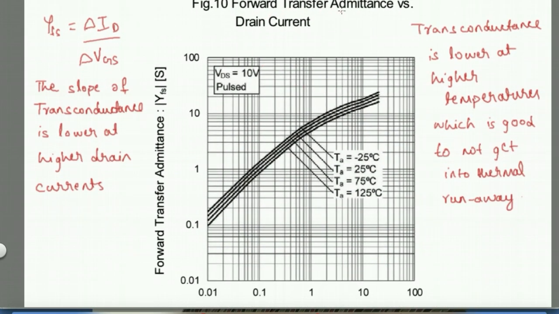Figure 10 provides the forward transfer admittance versus drain current. It is also called transconductance. It is the ratio of change in drain current for a small change in the gate source voltage. Transconductance is lower at higher temperatures, as evident in the plot, which is good to not get into thermal runaway. The slope of transconductance also gets lower at higher drain current, which is also good to prevent thermal runaway.